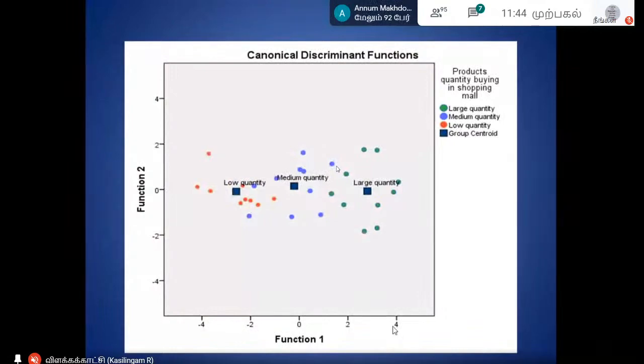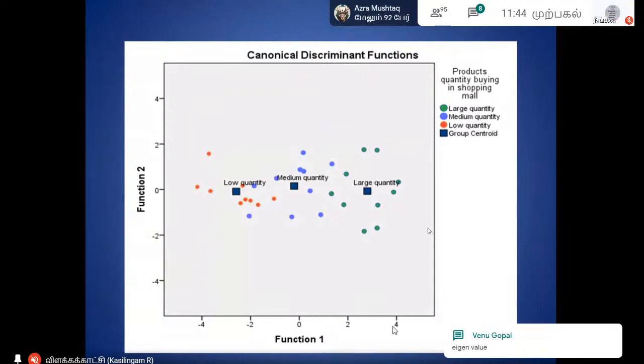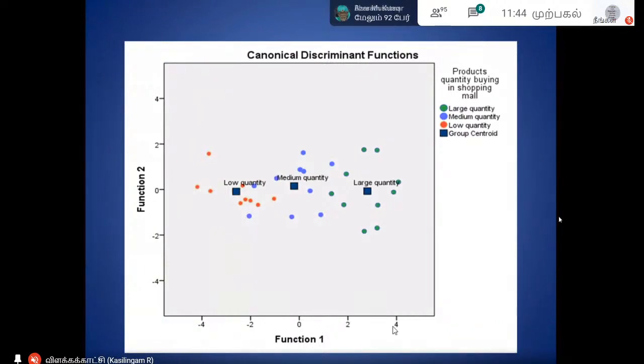Now I want to know the importance of each function. Which is more important, which is less important, whether both are important or not. Okay, then where I should go? Somebody? Eigenvalue, Wilks lambda, canonical correlation, and chi-square. There are 4, right? So now let me go to the eigenvalue.